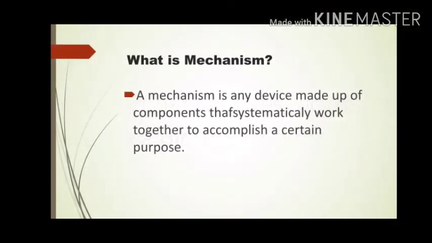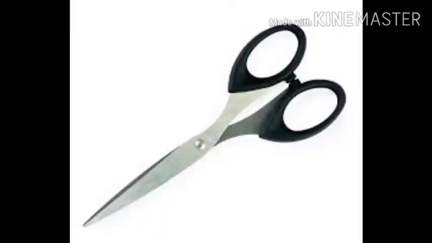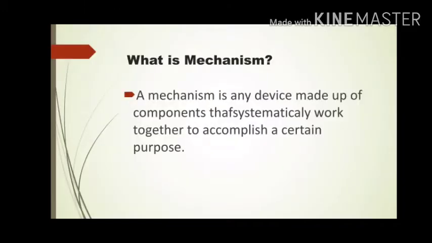Mechanism is any device made up of different components that systematically works together in order to accomplish a certain purpose or task. So basically, mechanisms are those devices or mechanics that have different components but perform a single task. For example, we have here the scissors, fan, washing machine. Those materials have different components. It is said that we can describe a mechanism in two different ways. So what are those ways?